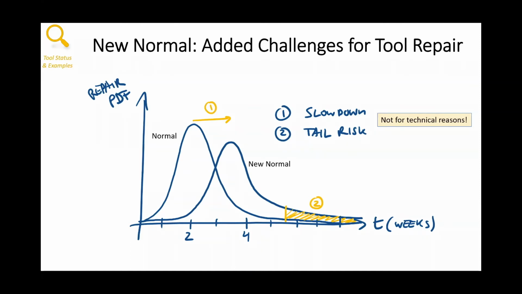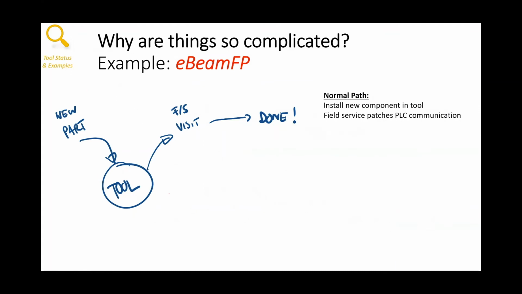And I want to highlight that with one example, and that's the e-beam FP that has frustrated a lot of our users. Right? So in a normal situation, what happened here, there was a part that was broken. A normal path would be you get the new part, install it, field service comes and visits, and you're done. Right? In this case, the field service has to patch some communication modules and so on, but maybe that takes 2 to 3 weeks, the whole process. There's 2 people involved and 3 emails are exchanged and the problem gets solved.